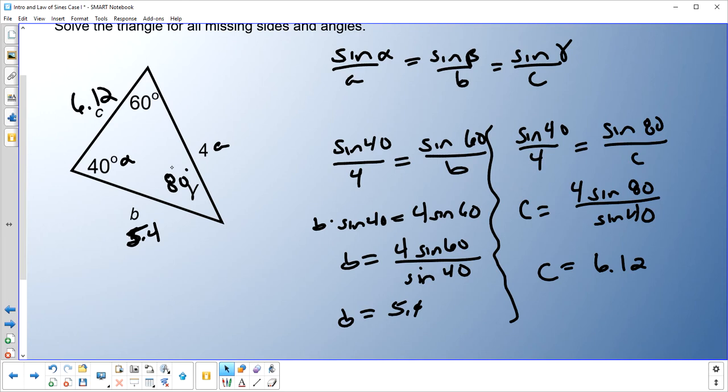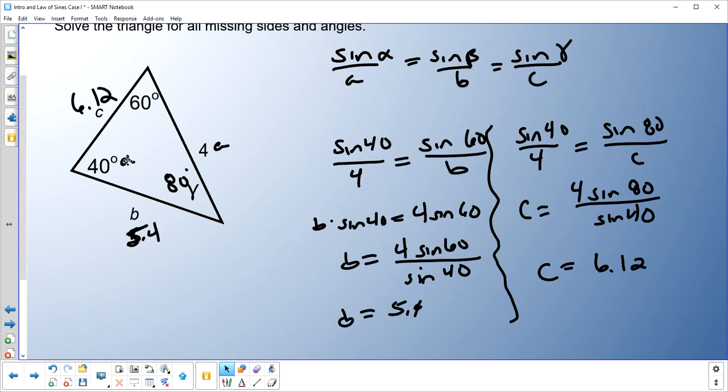One thing that's a quick, easy check to see if answers make sense is you always know that your smallest angle is opposite the smallest side, which happens here, 40 and 4. The largest angle, 80, should be opposite the largest side, 80 and 6.12, and 60 and 5.4 in the middle, so they should be in the middle as well.